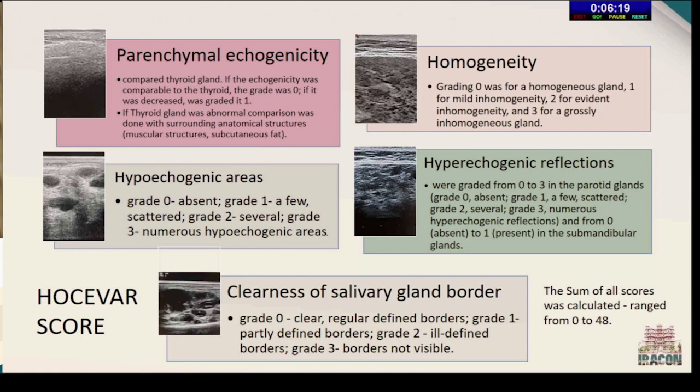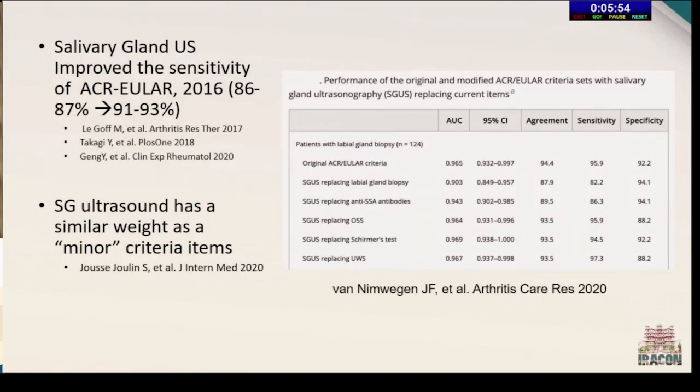And the clarity of salivary gland borders, especially the posterior borders, may be unclear. These parameters are included in a score termed the Hocevar score, which ranges from 0 to 48. A score greater than 17 is highly suggestive of Sjogren's. There's another score that includes only the homogeneity section and the hypoechogenic areas, and that is called the OMERACT score.